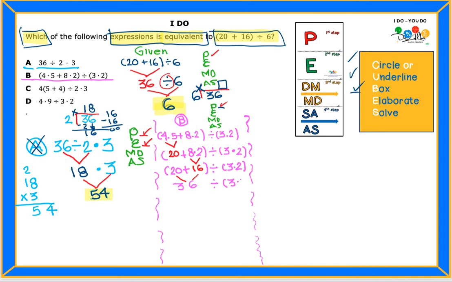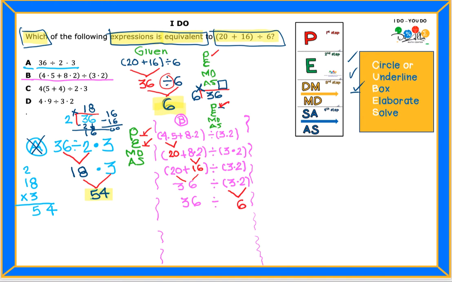Parentheses, 3 times 2. Is there any parentheses from left to right? Yes. This one, remember, we are still working on this first step. So I can only focus on one step at a time. And 3 times 2, that's going to give me a 6. And everything else, we just bring it down. 36 divided by 6. And this is what we have on the expression that's given.